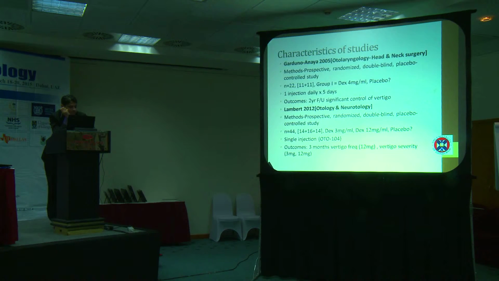The second study by Lambert in 2012 looked at 44 subjects and basically divided them into 3 subgroups of 14, 16 and 14. The first two subgroups were given dexamethasone in different doses, 3 milligrams per ml and 12 milligrams per ml, and the third one was a placebo.